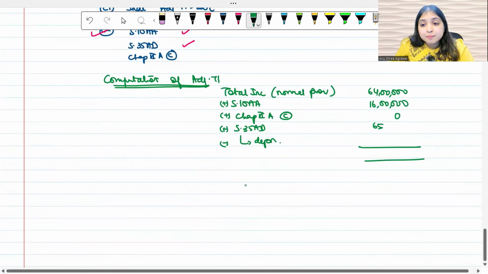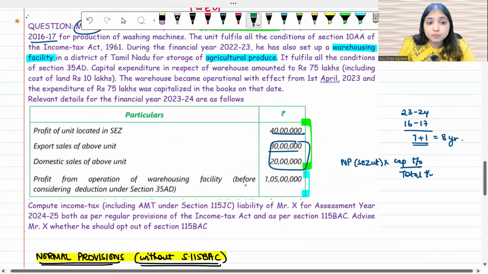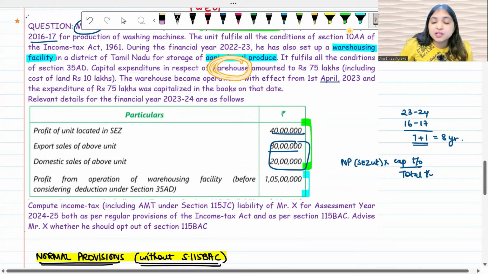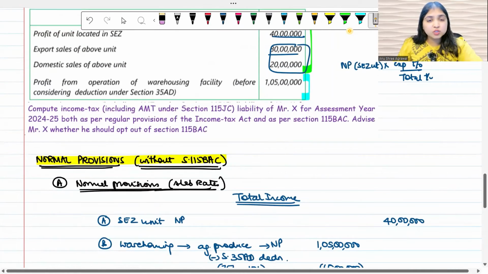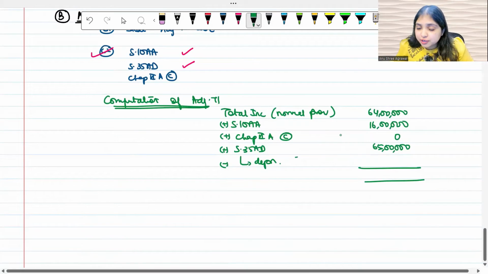We'll add back. But on 35AD asset, now we will claim depreciation, guys. Now, what is the 65 lakh rupees? Can I claim depreciation? See, the question says that capital expenditure in respect of the warehouse amounted to 75 lakhs. So, for the warehouse, we've incurred 75 lakhs. It includes 10 lakhs of land. So, the balance 65 lakhs will be the warehouse building. 65 lakhs warehouse building, 10 lakhs land. So, on warehouse building, what will be the depreciation rate?